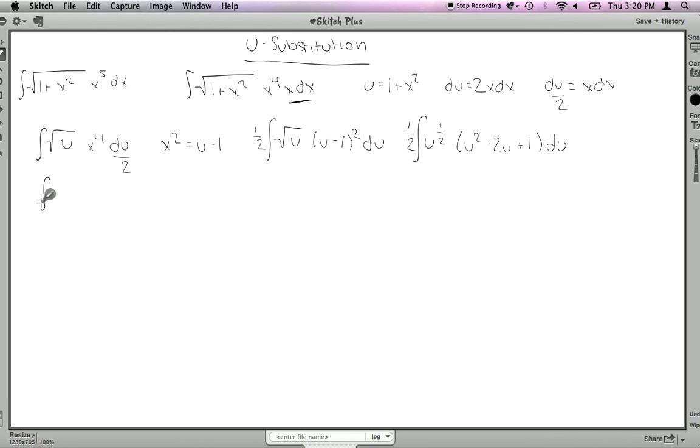Our integral is now 1/2 the integral of u to the 5/2 minus 2u to the 3/2. And lastly, plus u to the 1/2 du. That's as simple as it's going to get, and now we can take our integral. Remember, you want to keep the 1/2 out in front, so we're going to put that there.